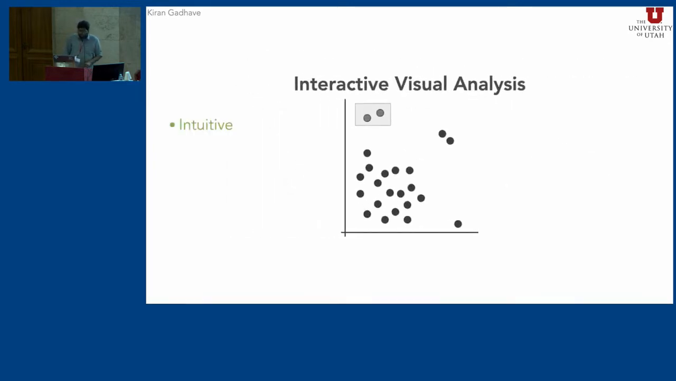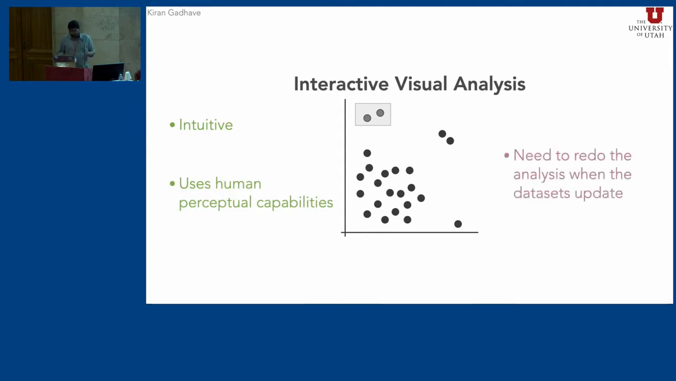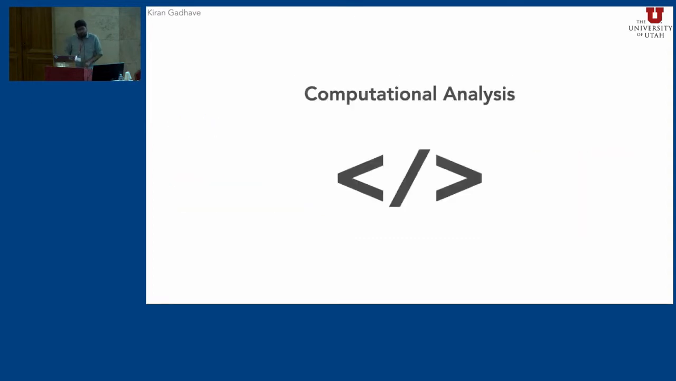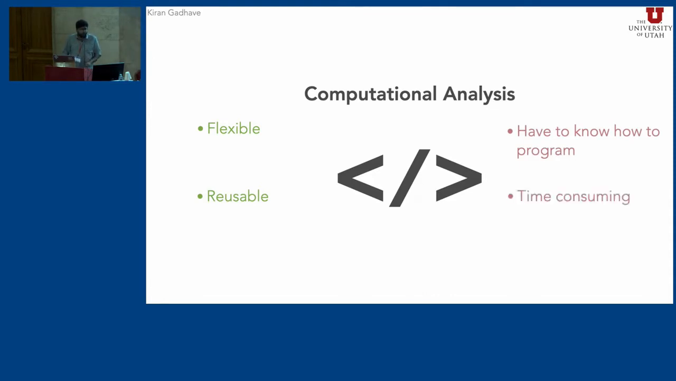Interactive visual analysis is usually very intuitive. It leverages human perceptual capabilities and allows users to see the data before interacting. However, the analyst needs to redo parts of the analysis when they want to start a new session. Whereas a computational analysis is flexible and reusable, because you can reuse parts of your code over and over again. But the other side of the computational environment is that you need programming knowledge to use it effectively, and it might end up being time consuming.